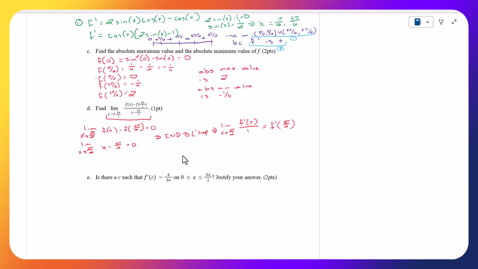But using our limit rules, we can still get to there. But we're just asking for what is f prime of 3 pi over 2. We already found f prime. It was our 2 sine x cosine x minus cosine x. So I'm just going to substitute that in there. f prime of 3 pi over 2 equals 2 sine of 3 pi over 2. I think using the factored form actually might have been easier here, by the way, but it's too late. I'm already committed to this way.